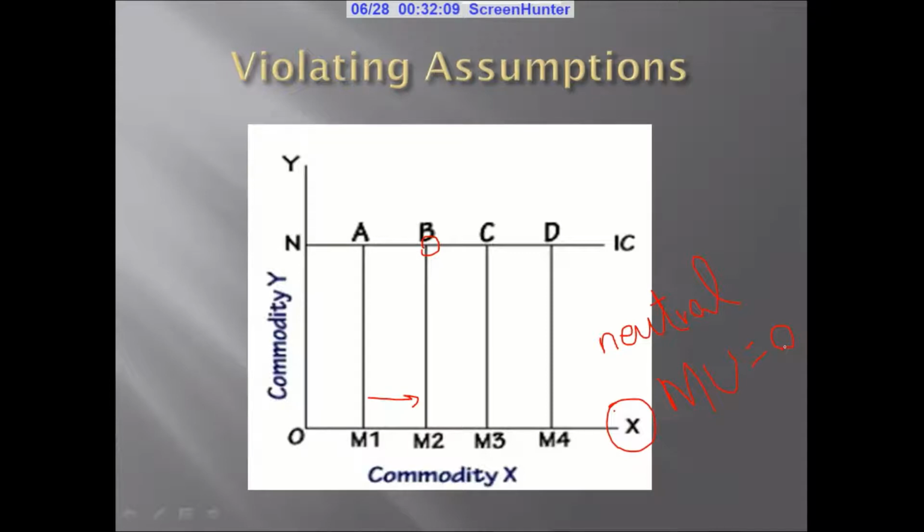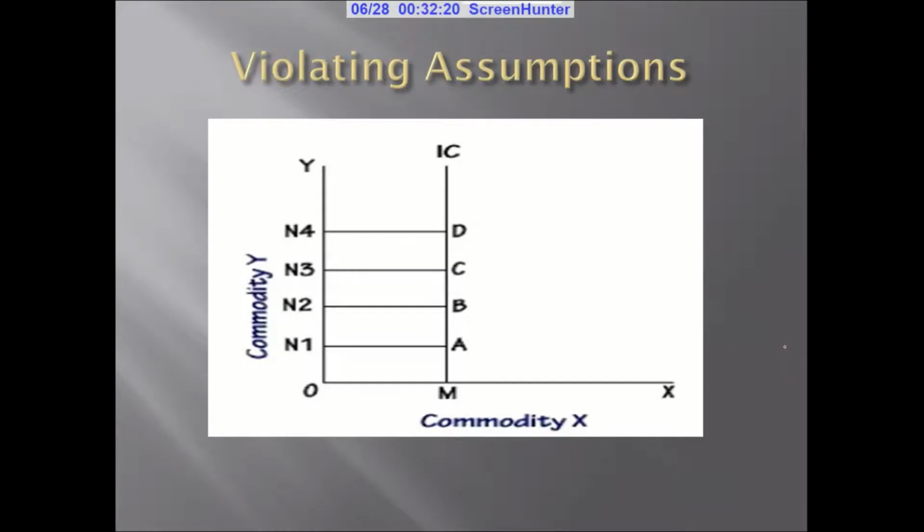But here preferences are not well behaved. The assumption of monotonicity is violated here. Similarly, this IC is parallel to the vertical axis. A, B, C, D, all the consumption bundles are on the same indifference curve, which indicates that the individual receives the same level of utility or satisfaction from all those bundles.